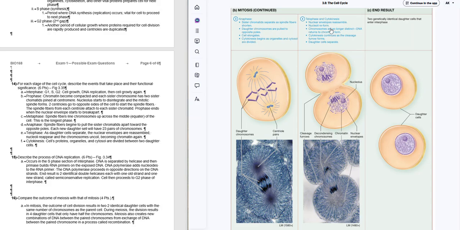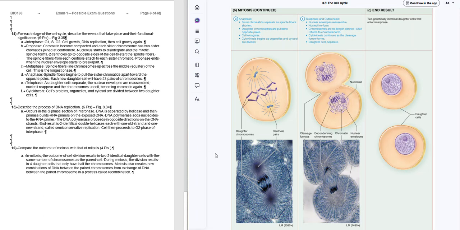And then telophase, the exact opposite of prophase. The nuclear envelope reforms, and chromosomes uncondense into our chromatin. And then we have the cleavage furrow starting to form. And then we end with cytokinesis, where the 2 cells are pinched in half, giving us our 2 new genetically identical daughter cells. So that's your answer for 14 in figure 3.35.